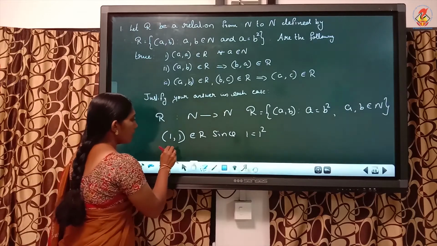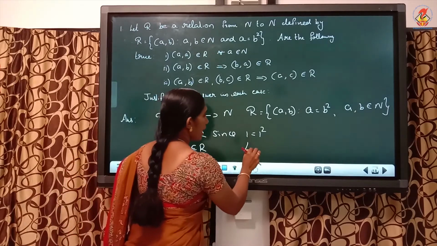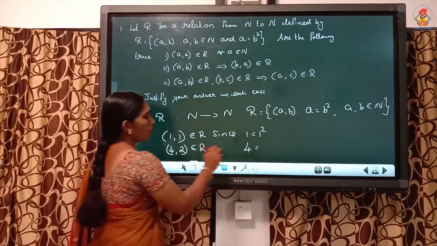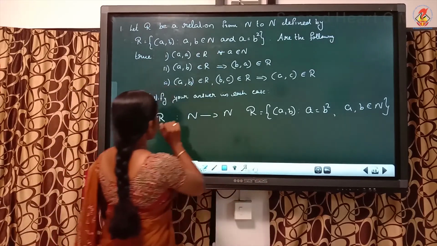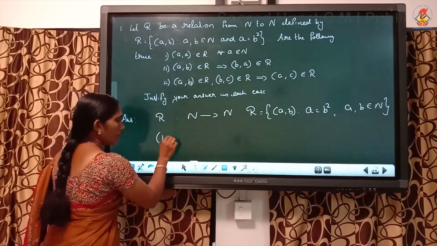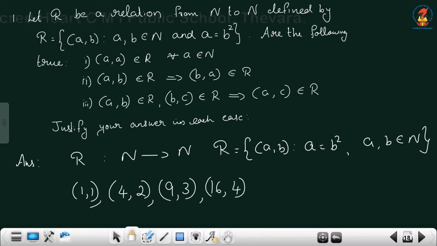The same way (4, 2) is an element of R since a means 4, and 4 is equal to 2 square. So, which all pairs are in this R? I can write (1, 1) is an element of R, then (4, 2), then (9, 3), (16, 4). The first element is the square of the second one. In that way we can write (25, 5). So, these are elements of R.